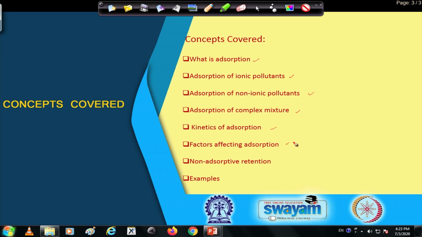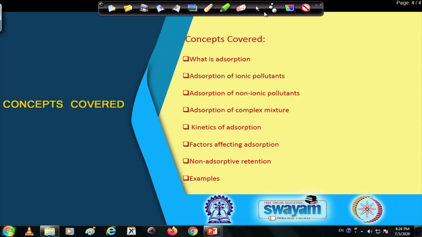So, the next couple of lectures basically will deal with adsorption of complex mixture, then kinetics of adsorption, and then factors affecting adsorption, and then we will be talking about non-adsorptive retention, and then we will see some examples of organic and inorganic pollutant adsorption on soil solids.